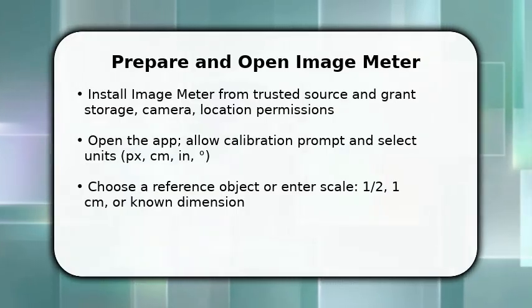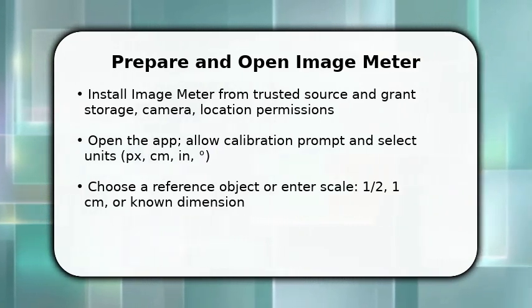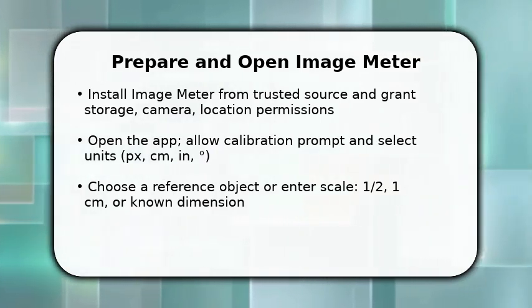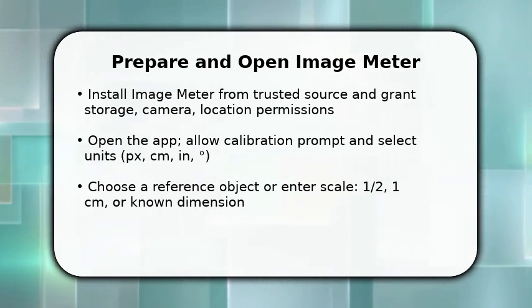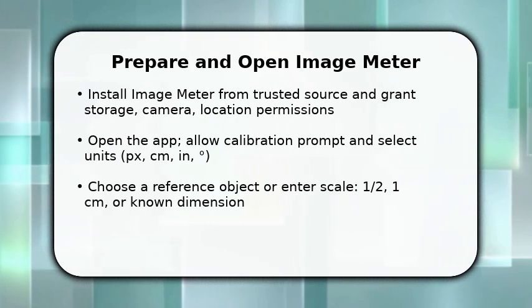You start by launching ImageMeter and granting the requested permissions so the app can access photos, camera, and storage. Once done, pick your measurement units, pixels, centimeters, inches, or degrees, so results match your needs.